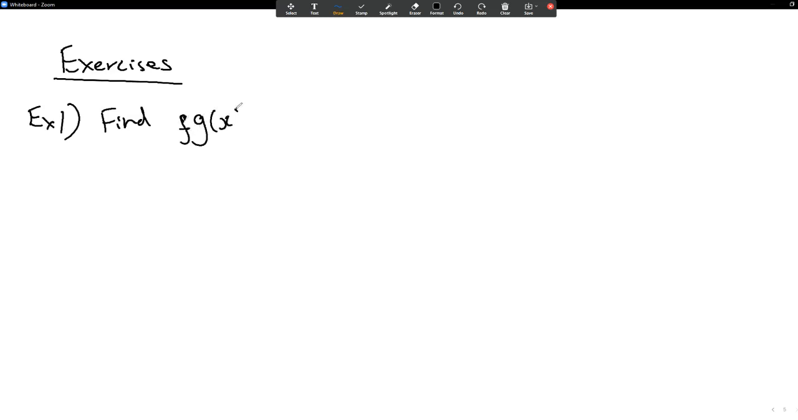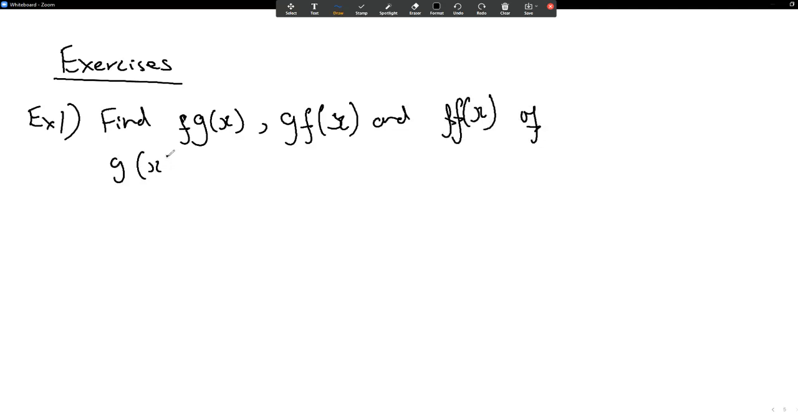Now, I have a few exercises you can do. So exercise 1 will be a composite function. So find f(g(x)), g(f(x)) and f(f(x)), where g(x) equals x squared, f(x) equals x minus 3.